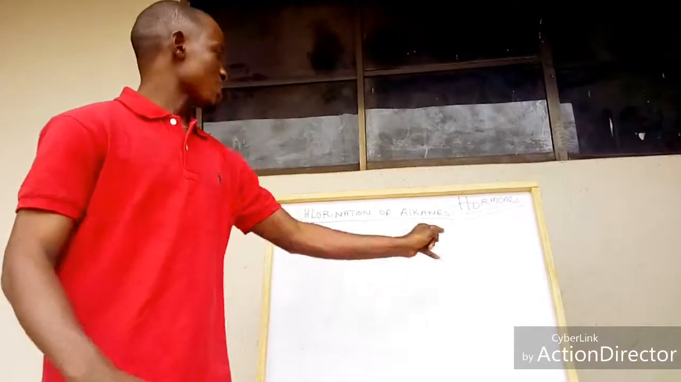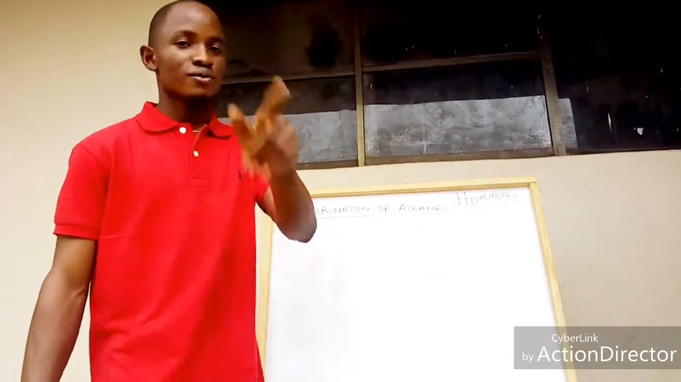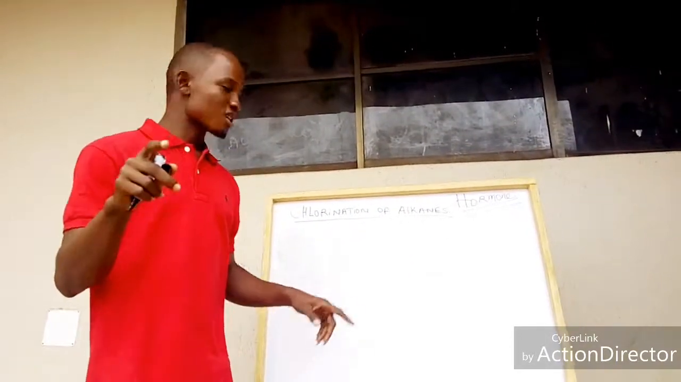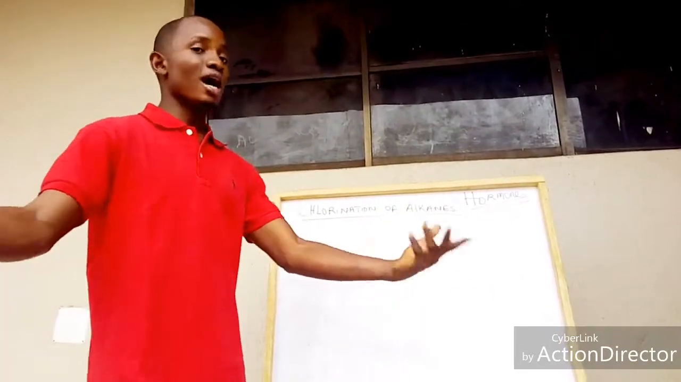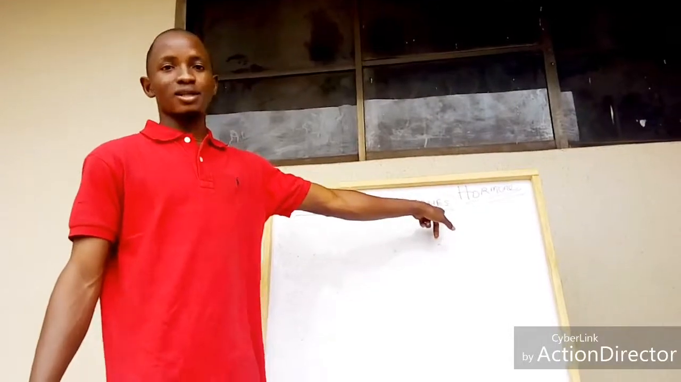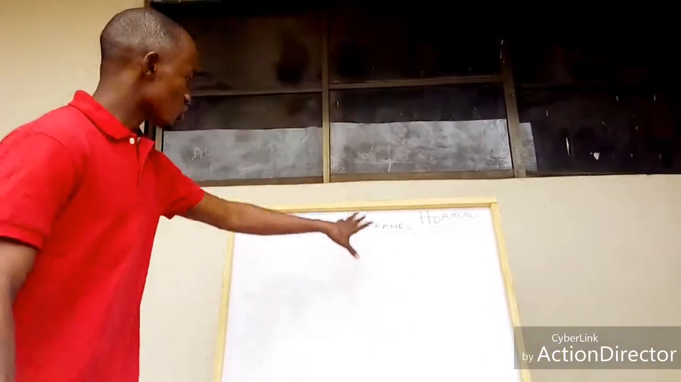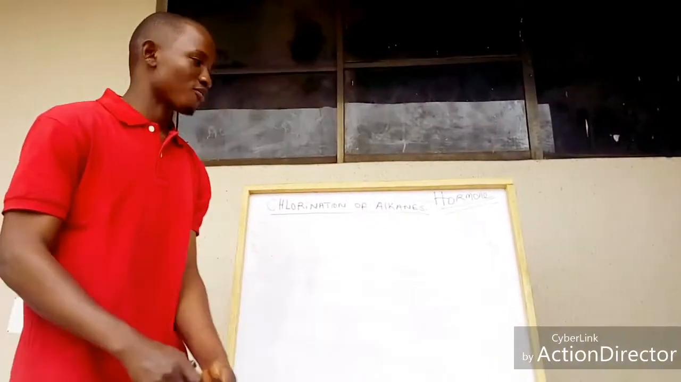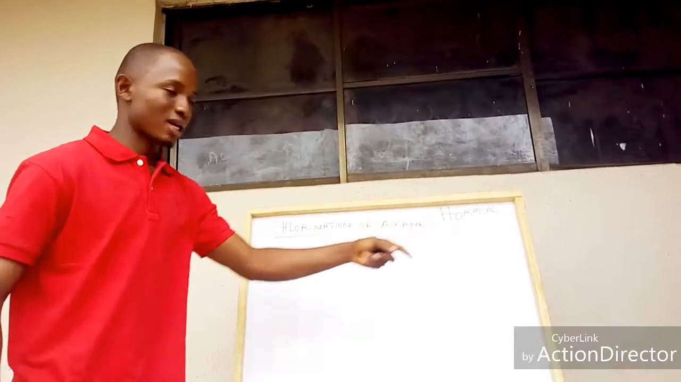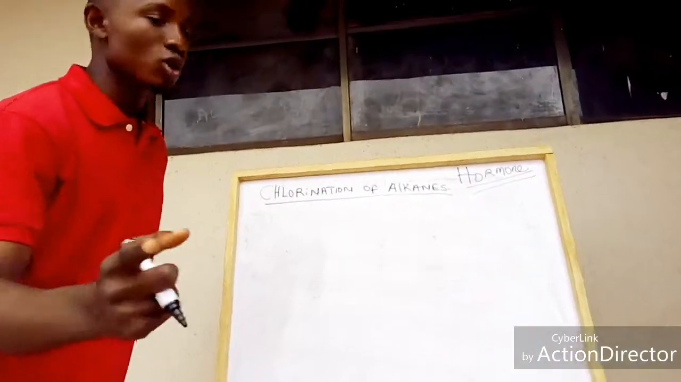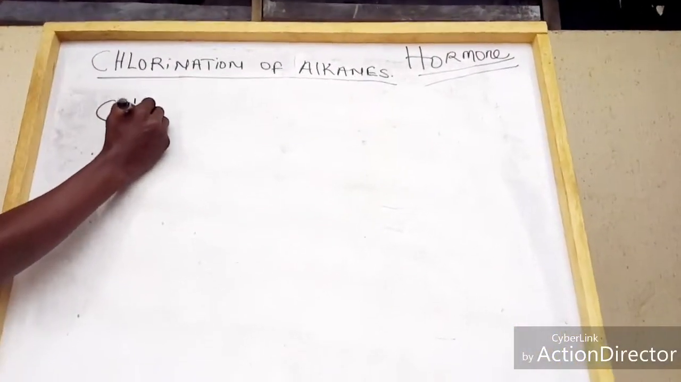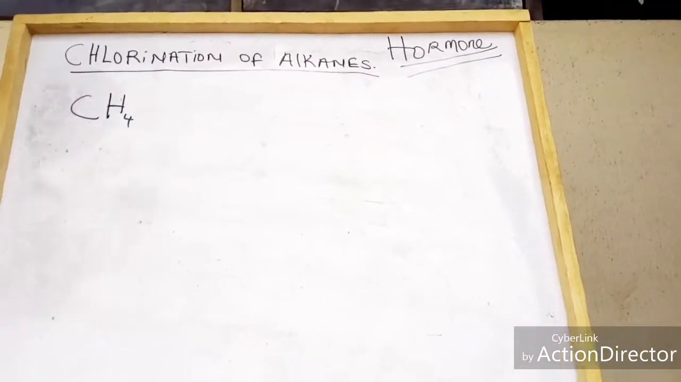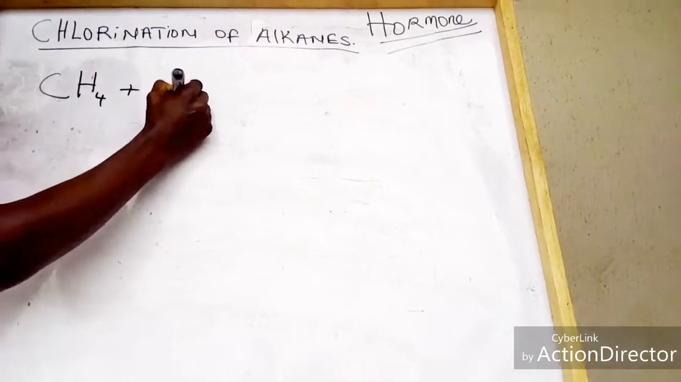But a type of reaction that the alkane undergoes is substitution reaction. Now, an important aspect of substitution reaction is chlorination, where chlorine or the halogen reacts with an alkane to form various substances. So today we are going to look at the substances that are formed when chlorine reacts with an alkane. The first member of the alkane, which we all know, is methane. Today, methane is going to be reacting with chlorine.